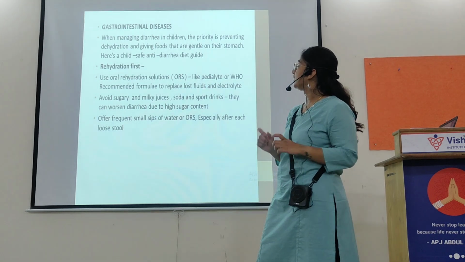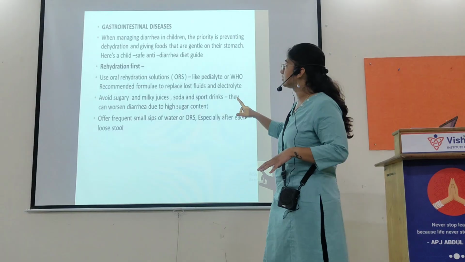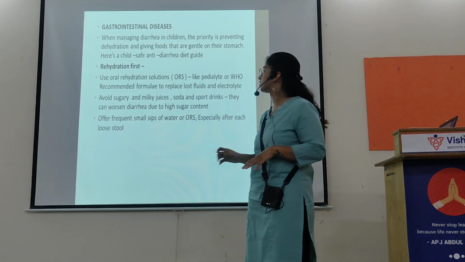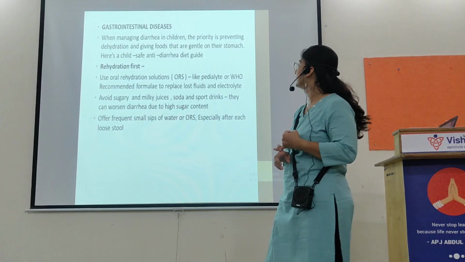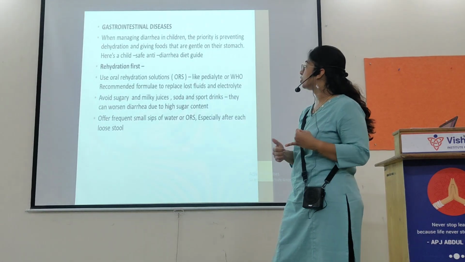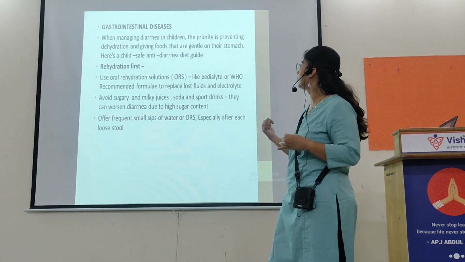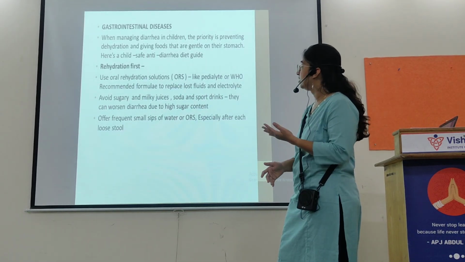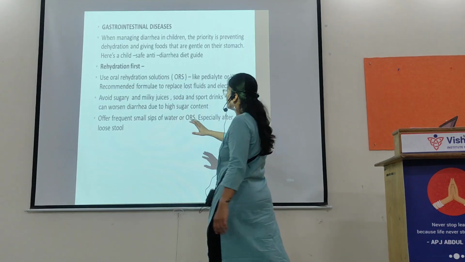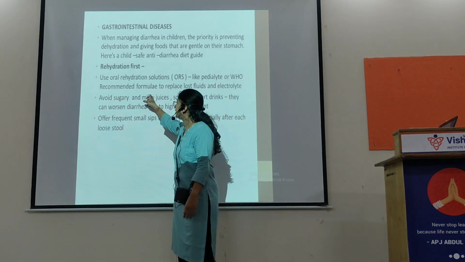So here, a child safe anti-diarrhea diet is there. First the rehydration first. So oral rehydration solutions, that is ORS, must be given, like Pedialyte or the WHO recommended formula to replace the fluid loss and the electrolytes. So avoid sugary and milky juices because milk aggravates the diarrhea.